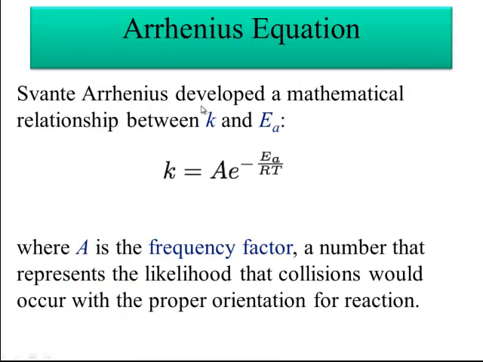Let us once more revisit the Arrhenius equation. Constant A is a constant of proportionality and it is called the frequency factor. Now, what does this frequency factor represent? It represents the likelihood that collisions would occur with proper orientation for the reaction. So it is as good as a probability factor which takes into account the right kind of collisions that are absolutely necessary for the formation of products or for converting reactants into products.